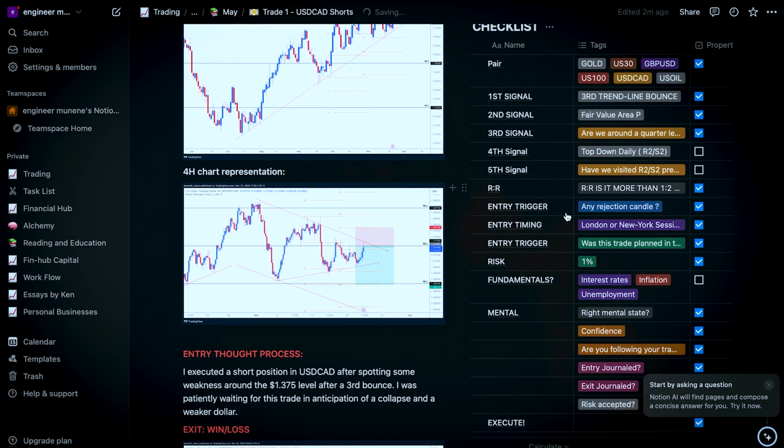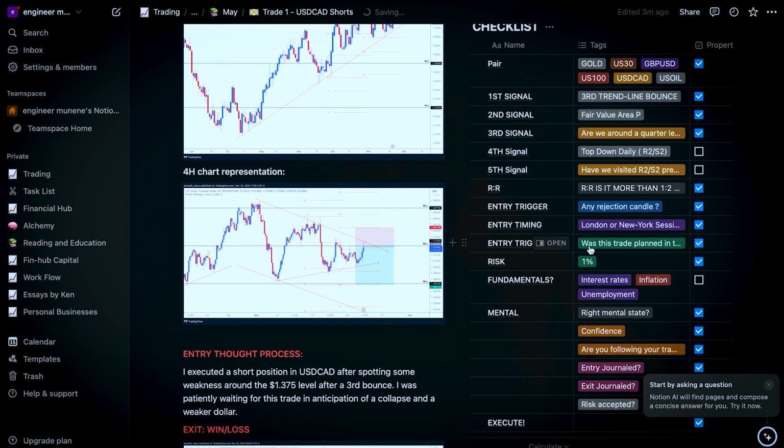Then what is the entry trigger? Did I just go in because I loved the idea, or did markets tell me now it's time to come in? There's a difference between having an idea and markets telling you now get in or now execute. Then my timing of the trade, London or New York. Was this trade planned? I normally do my research and planning and analysis before I take a trade.